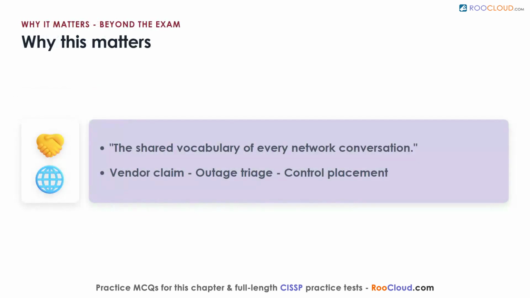Why does this matter beyond the exam? Because this model is the shared vocabulary of every network conversation you will have. Imagine a vendor tells you there are appliance filters at layer 3, or your team argues whether an outage is a cabling fault or a session problem. Without a mental map of the layers, you are guessing. With one, you place the problem instantly and route it to the right control.